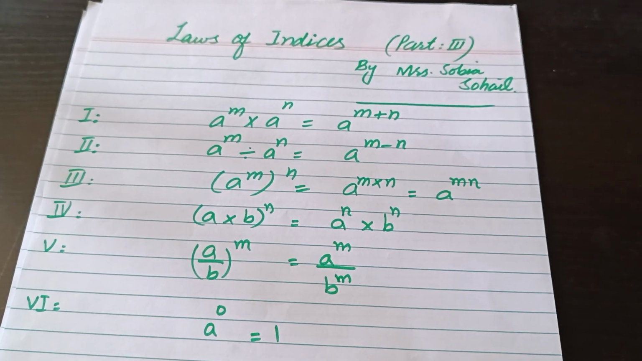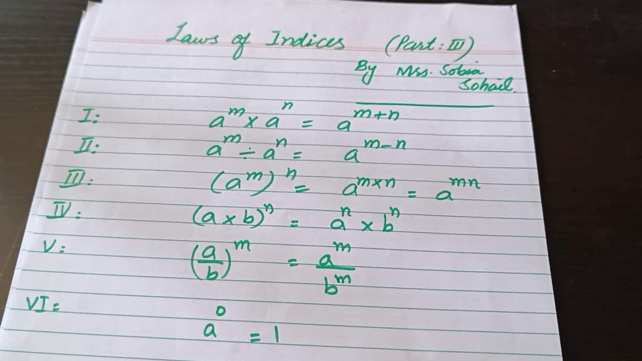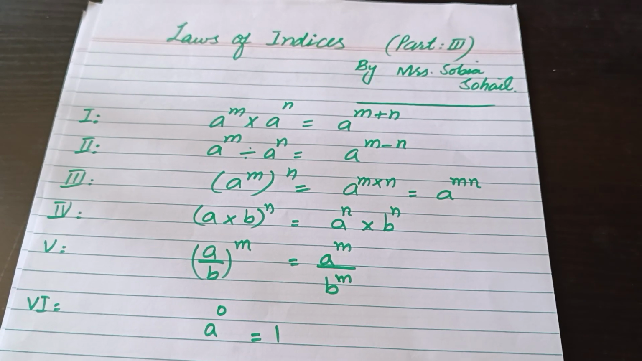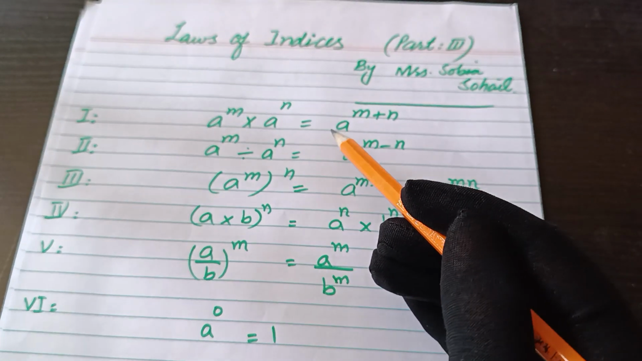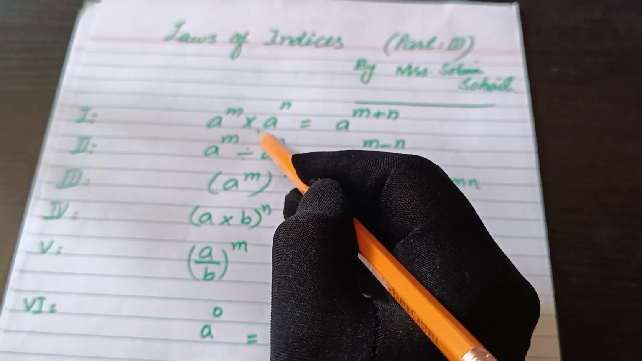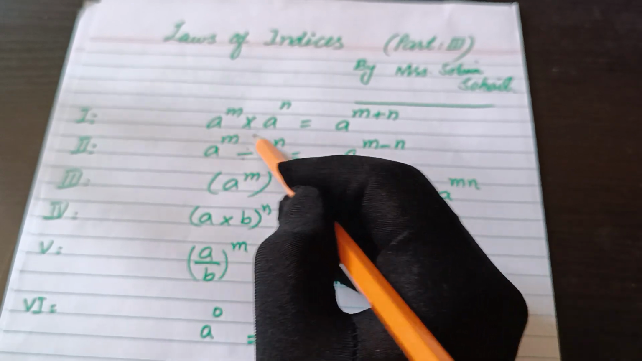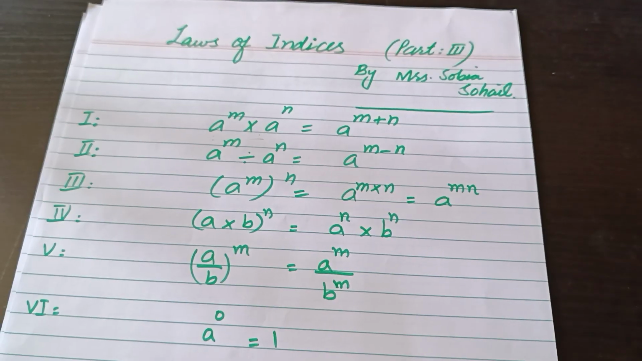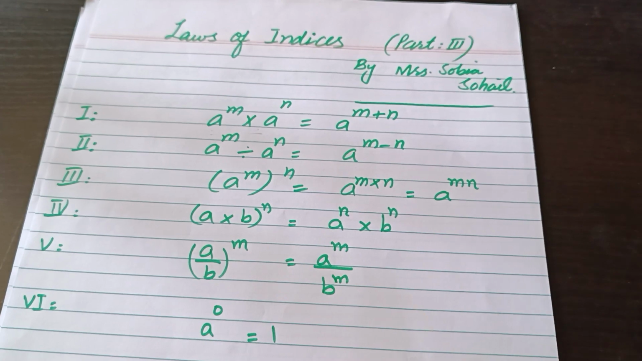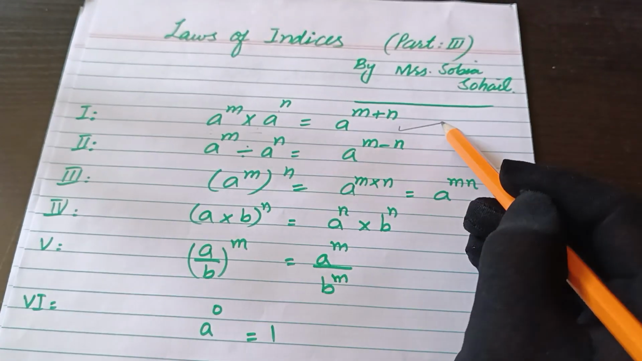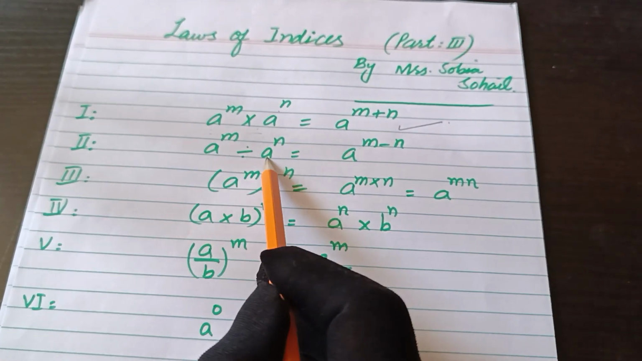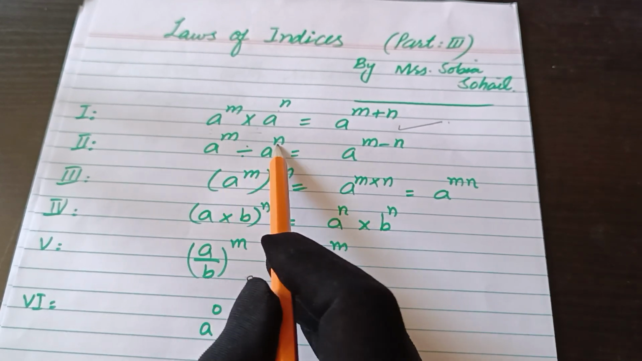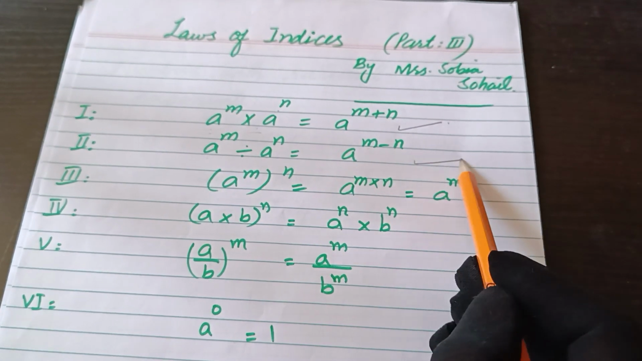In my previous two videos, I have explained the law of indices, part 1 and part 2. This is part 3, and again, I will just revise the law of indices, which I have explained already. Revise one more time: if two same bases are multiplying with different powers, their powers will be added up. If the two numbers are dividing with different exponents, the exponents will be subtracted.